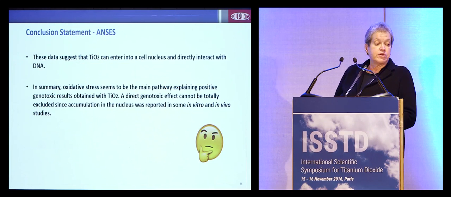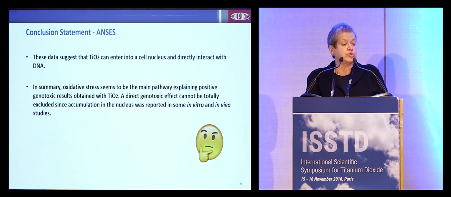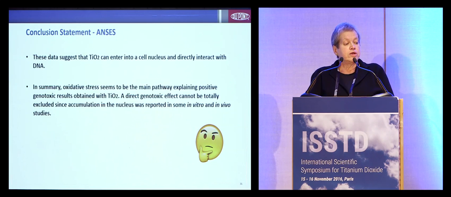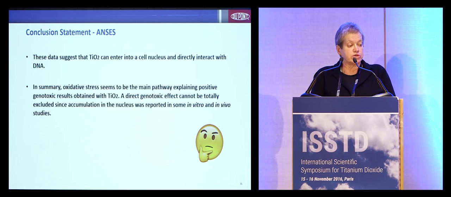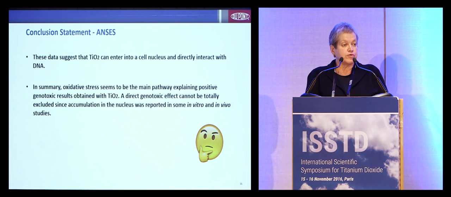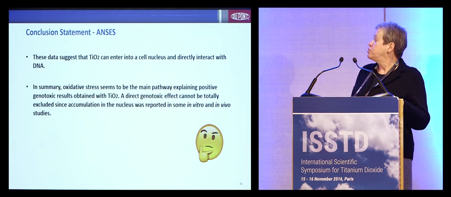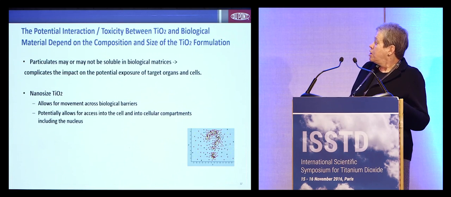The conclusion statement was that this data suggests that TiO2 can enter into a cell nucleus and directly interact with DNA, maybe. And in summary, the oxidative stress seems to be the main pathway, but the direct genotoxic effect cannot be totally excluded. And I believe we are going to come to this in our discussion part after my presentation, so I will not go into this more right now.